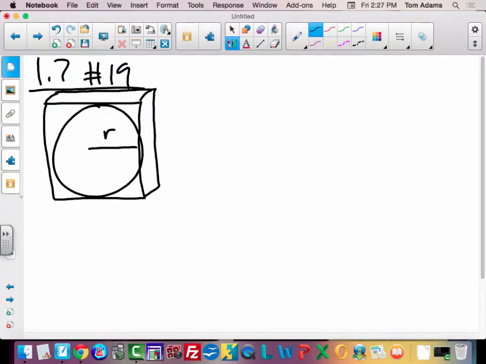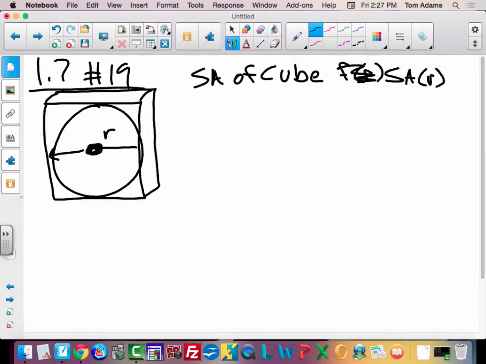Here's the radius, from the center of the sphere to the edge. What they want is the surface area of the cube as a function of the radius. Well, a cube has 6 faces, right? So the surface area of a cube is really equal to 6 times the area of the square.